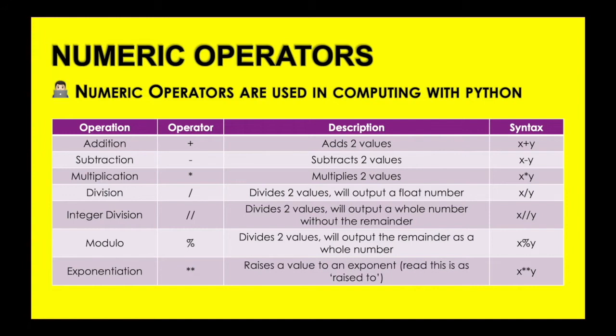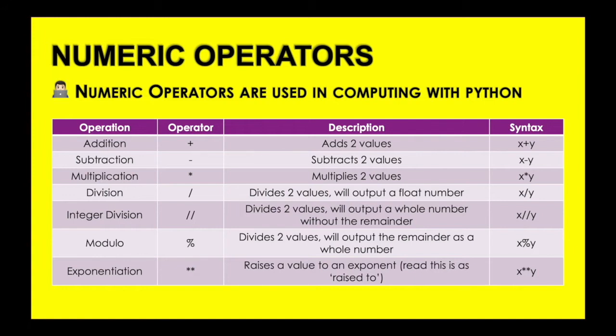For division, the operator is a forward slash. This is not a backslash. Just like our previous discussion regarding printing, this is a forward slash. This divides two values and will output a float number. Take note, the output of this is a float number. Even if the output is the exact number 10, it will be shown as 10.0. It will still be considered a float. The syntax is x forward slash y.